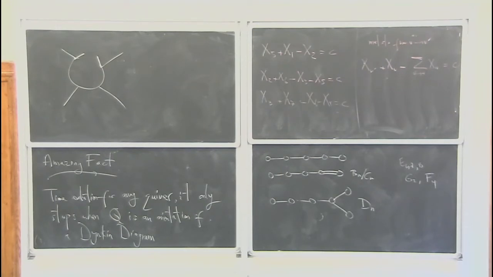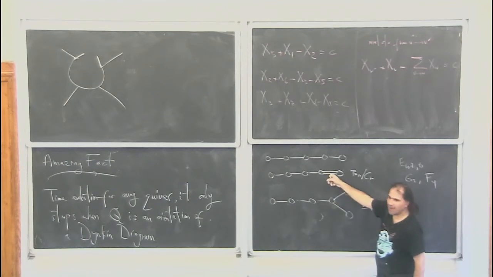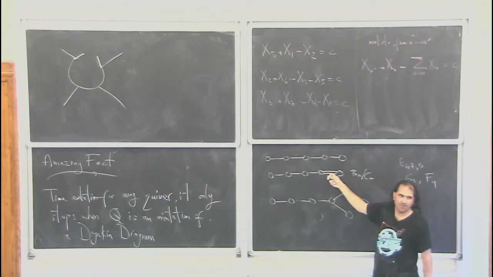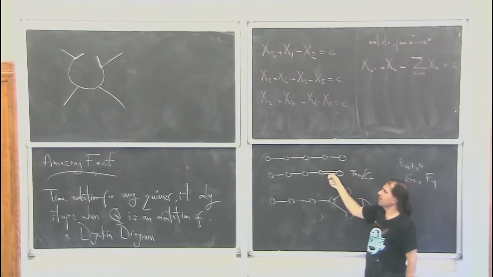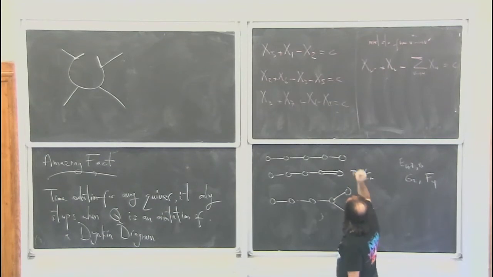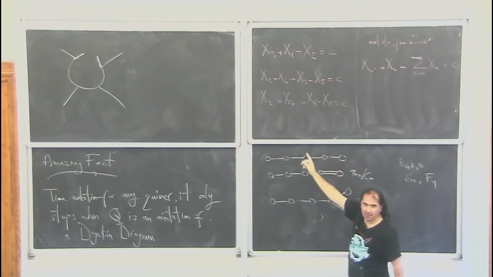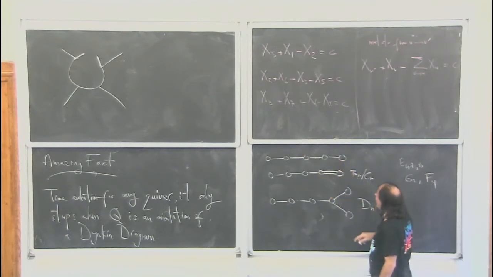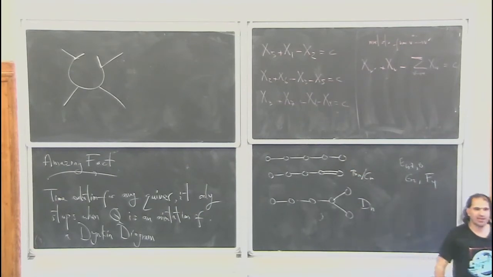Now, extra thing. What do I mean by mutation for this quiver? It has a double arrow, right? So there's a very small modification of the rules. If you only allow literally what I said, nothing else, then you only get the A, D, and E. Only the Dynkin diagrams with no double or triple lines.